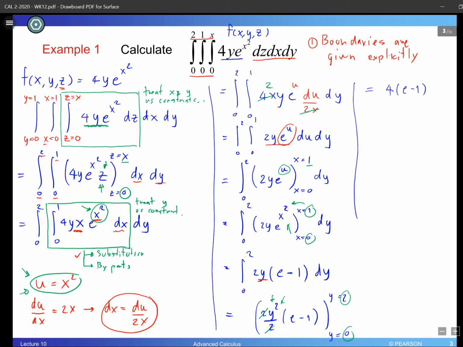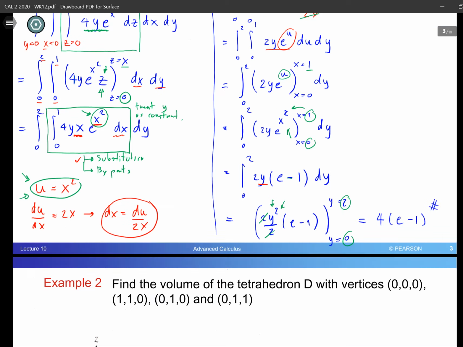So there you go. We have this. Well, I don't need this, right? Let's just put it right here. This equal to 4 e minus 1, and that is the answer for this example number 1. Okay, let's move to example number 2 in the next slide.